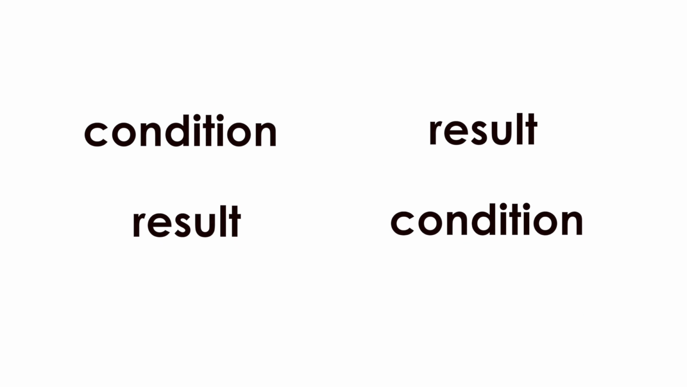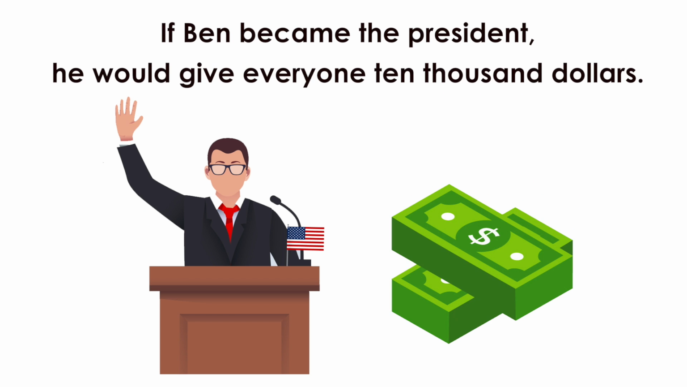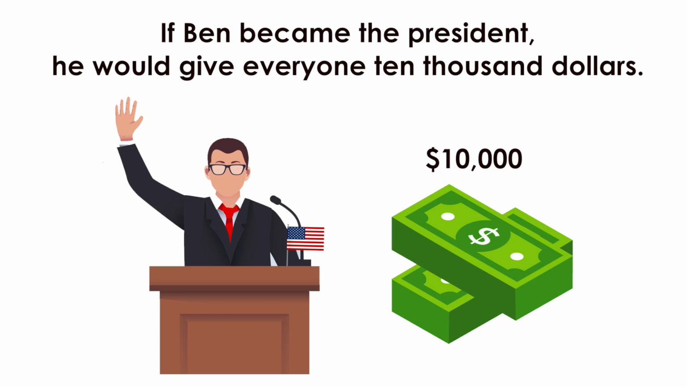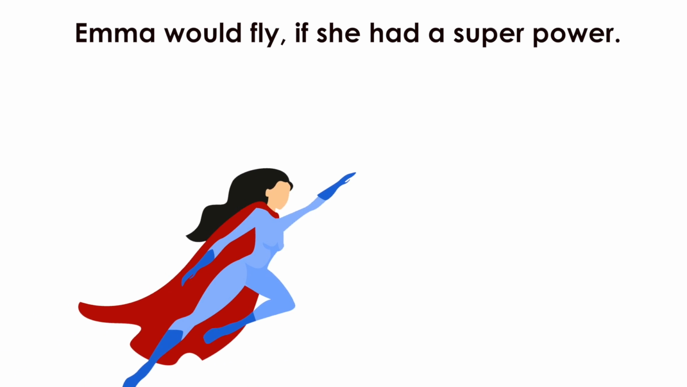The condition can go before or after the result. For example, if Ben became the president, he would give everyone $10,000. Emma would fly if she had a superpower.